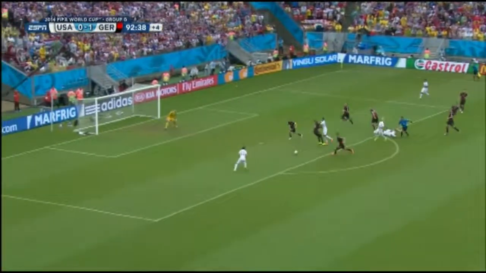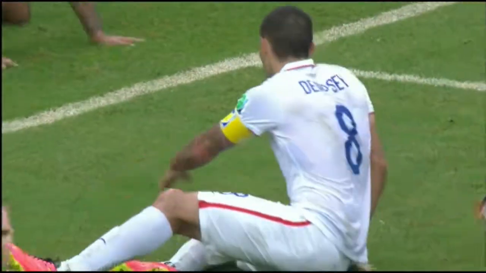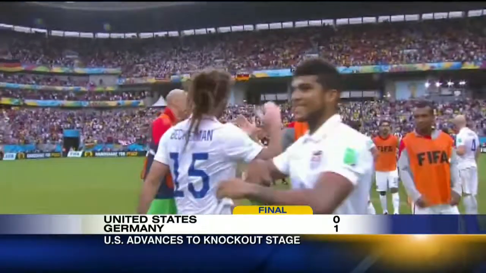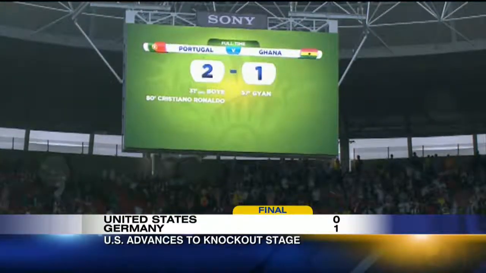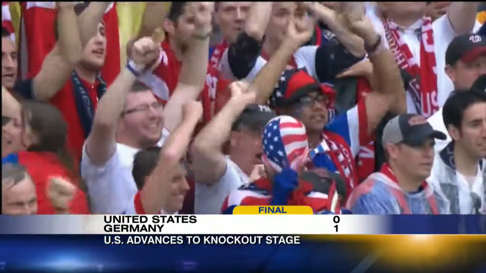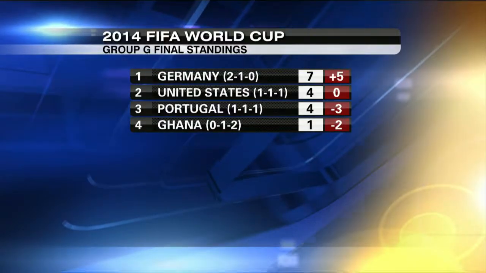Meanwhile, Americans looking to earn its place in the knockout stage. Clint Dempsey finds Alejandro Bedoya, but his shot is blocked. The U.S. not able to avoid the 1-0 defeat to Germany, but it does avoid an early exit as the Portugal-Ghana game goes final, opening the door for the U.S. to advance. So a look at the final Group G standings so that it can all make sense for you.